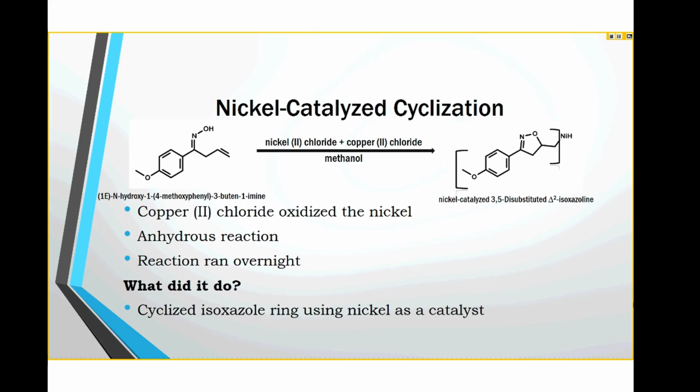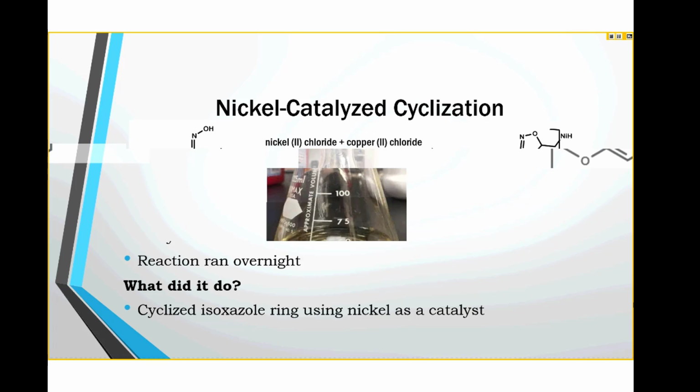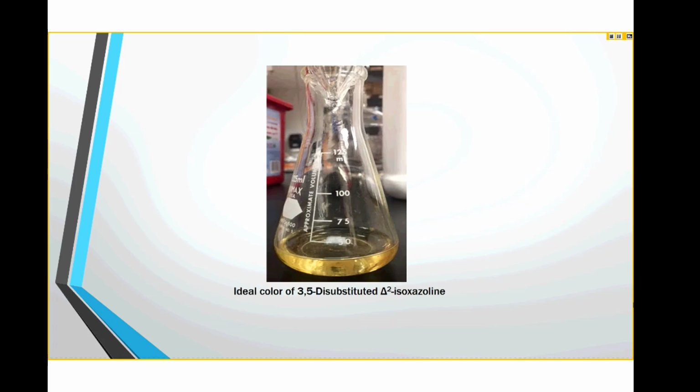And so what happened was this oxygen broke off and it bonded to the nickel, allowing this carbon to bond to this oxygen, and then the nickel bonded to the carbon here because it's double bonded. And then, so this is the ideal color of the isoxazoline that we were looking for when we were doing the reaction. When we were doing this, this is what we were looking for as we continued on. And so we knew if we got this color, then it would be pure enough to be the actual isoxazoline.